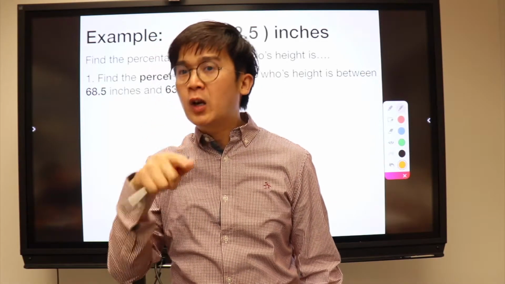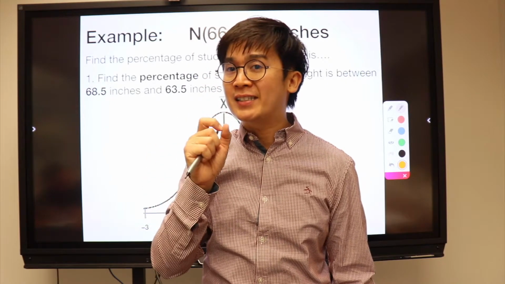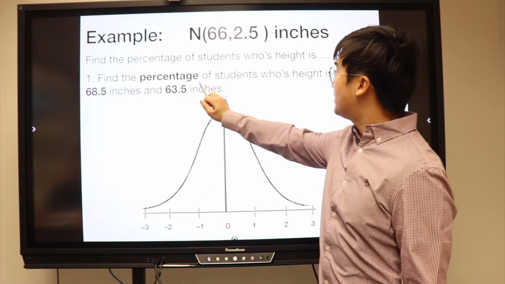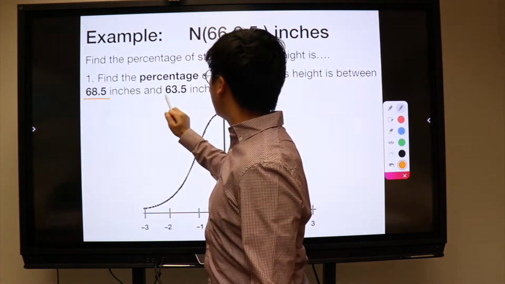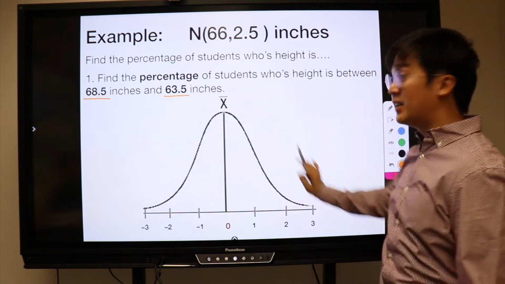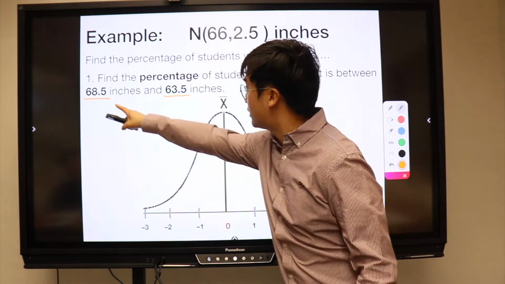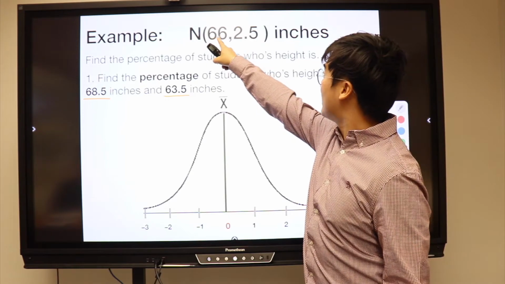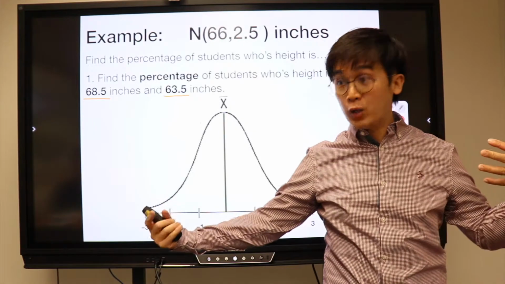Now, we're going to change the question into the percentages of students based on their height. For example, this one: find the percentage of students whose height is between 68.5 inches and 63.5 inches. How are we going to convert this in our normal curve? We're going to convert the standard deviations into inches, based on 66 as our middle and 2.5 as our standard deviation. So we're going to complete our normal curve.